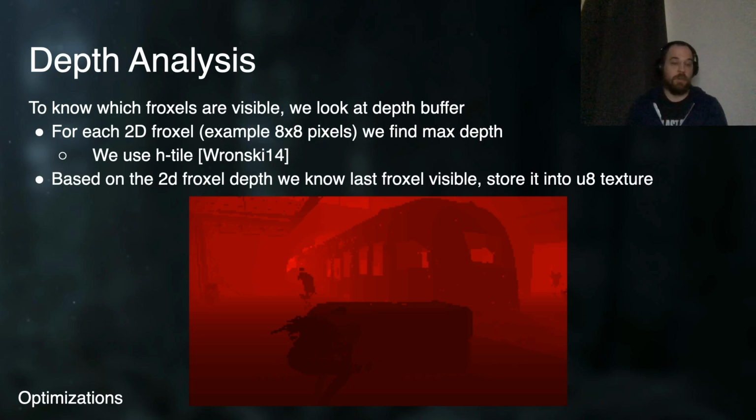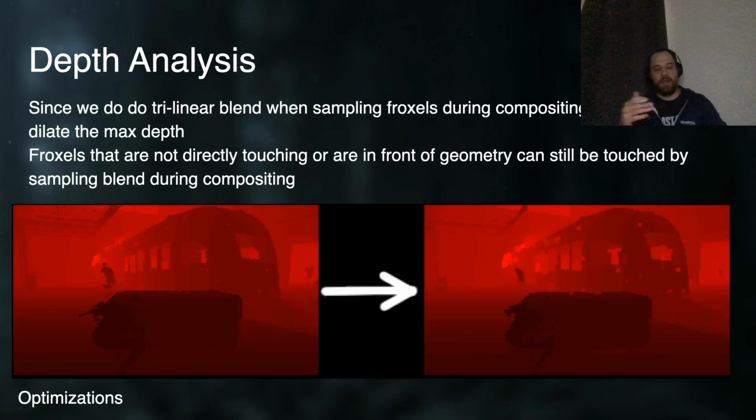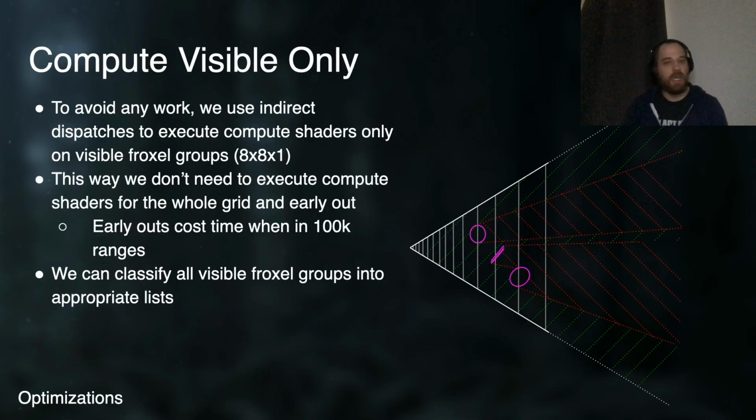We first of all look at the depth buffer. We looked at the HTile. We can also just look at the depth values. We did the HTile as Wronski suggested, and based on that, we know how far Froxels go, right? Depending on the resolution of Froxels, you might need to look at multiple HTiles, but ultimately we know how far the Froxels go. We also need to dilate that value of how far Froxels go, because whenever we're sampling a Froxel, we're going to be sampling the neighbors. Even if the neighbor is not visible, it might still need to be calculated, because it's going to be sampled because of the blending.